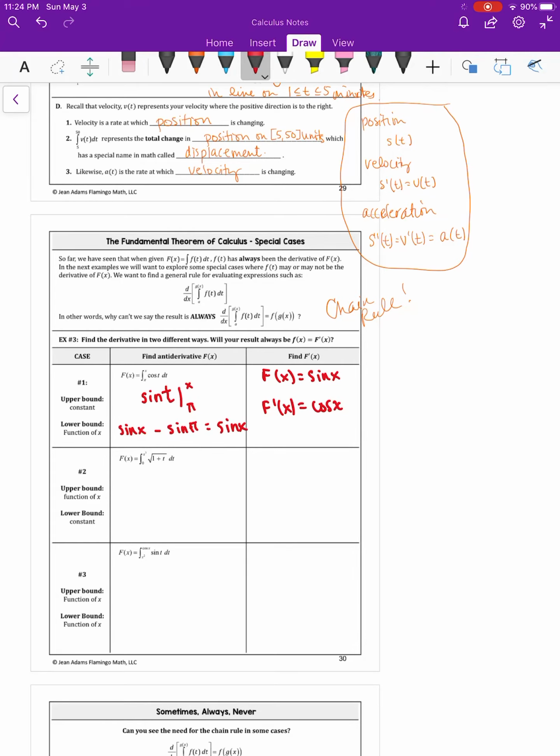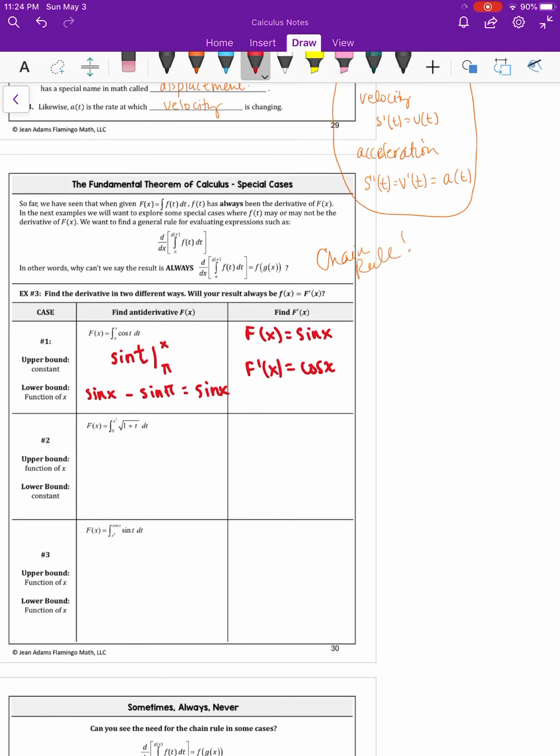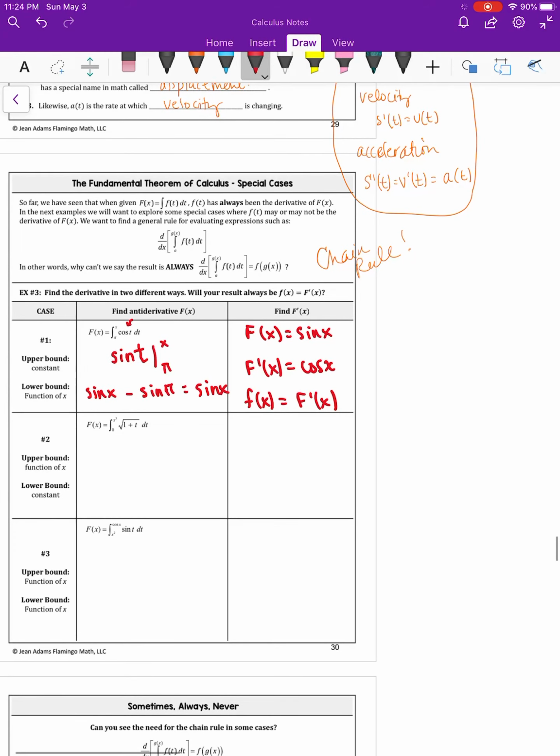And so if I said, okay, my F of x is the sine of x, and if I find my F prime of x, it's going to be cosine x. So for this one, my little f is my F prime of x, right? Because this was considered my little f here. That was my little f, okay?